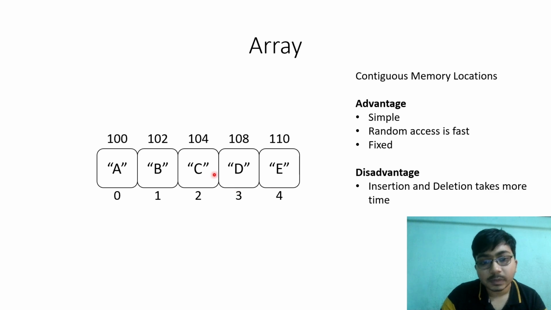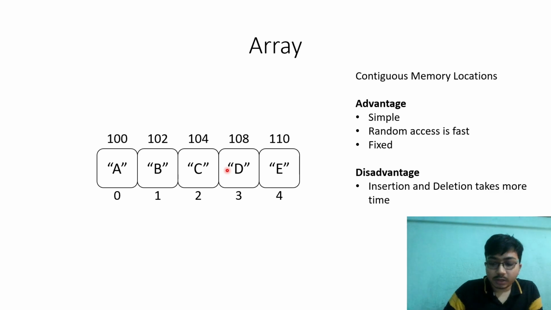So if I want to access this third location in this array, I won't have to go one by one. If I know the location of the first element of this array, I can directly go to the third with some simple math without looping through all of the elements in this array. Okay, this is one advantage.